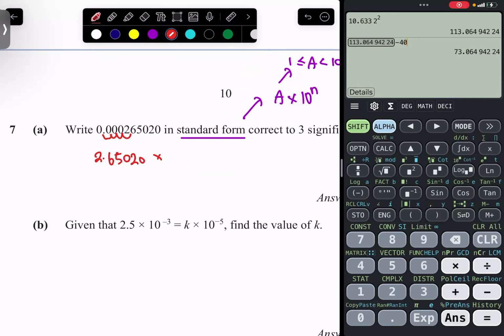So that means this will be 2.65020 multiplied by 10 to the power of... Now, you are making a small number bigger, so your times 10 must make it back to the original. So you shift right, which is a negative power, so negative 4. But of course, you want it to be 3 SF. So 2.65 times 10 to the power of negative 4. Answer.